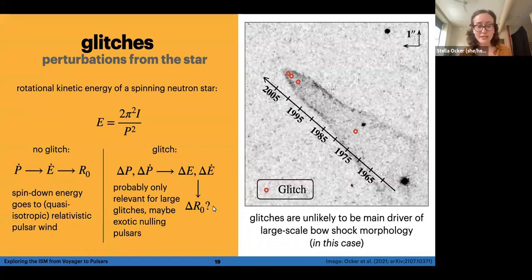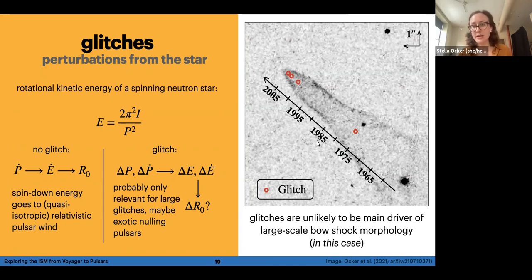But there's a huge caveat to that, which is that we really don't know how much of this energy released during a glitch would actually make it into the pulsar wind and out to the bow shock. And so it is quite possible that the energy released from glitches may impact pulsar bow shocks, at least for very large glitches, and possibly for kind of exotic nulling pulsars where you see periodic changes in the spin period and period derivative. But in the case of the Guitar Nebula, we really don't see any evidence that glitches are driving the bow shock morphology.